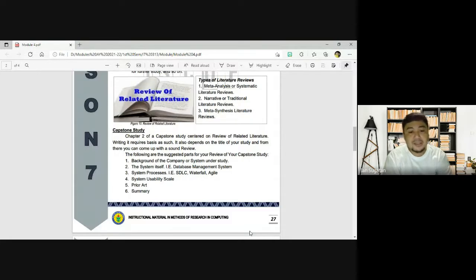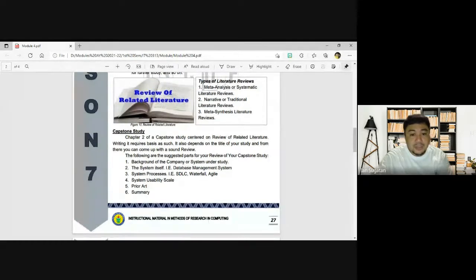And then the last is the summary. Summary is just brief statements about all the five steps, starting from the background, the system itself, the system processes, the system usability scale, and the prior art. So gamay lang yun, guys. And then what you're going to do is to summarize it in such a way nga maintindihan naton. Okay, so those are the six parts of your capstone study.